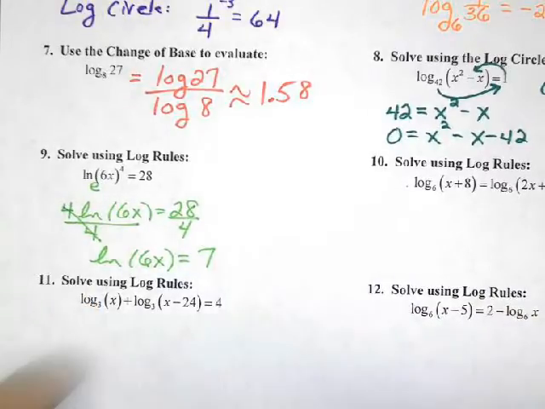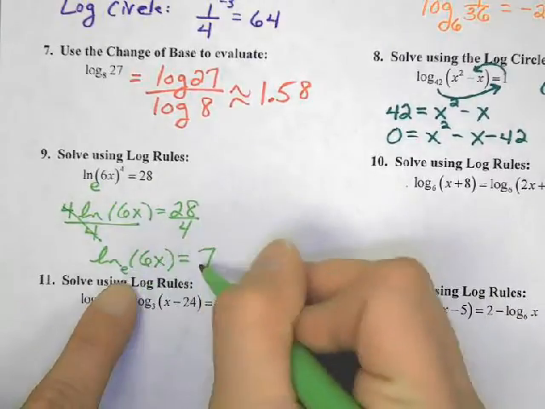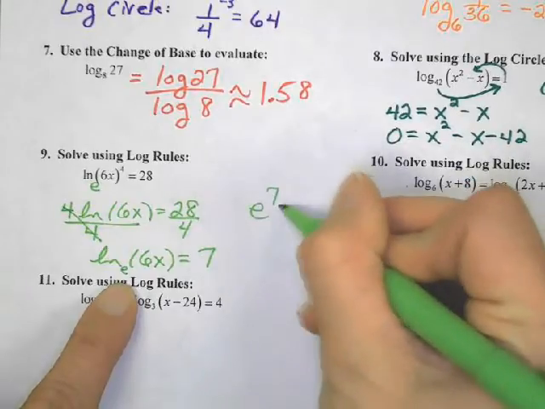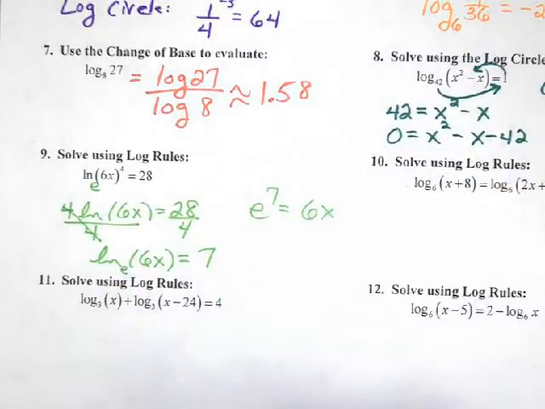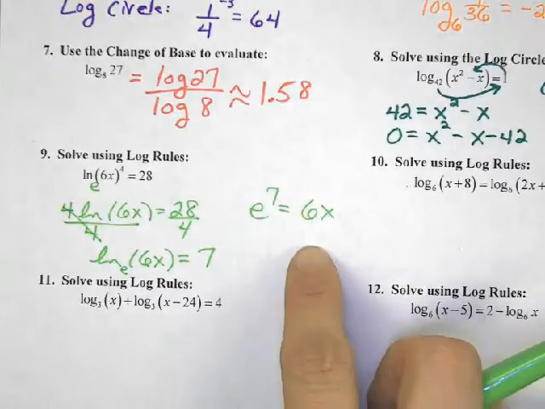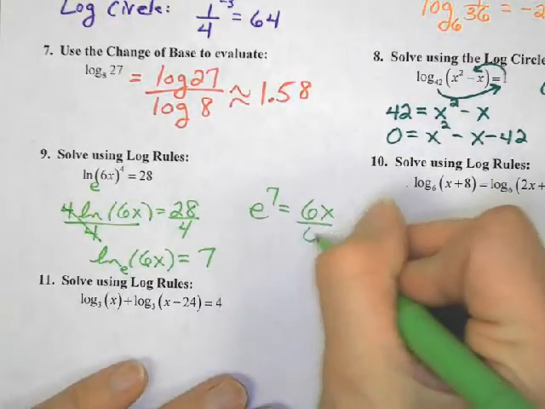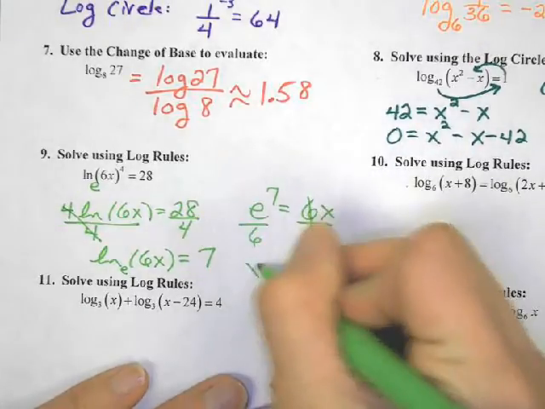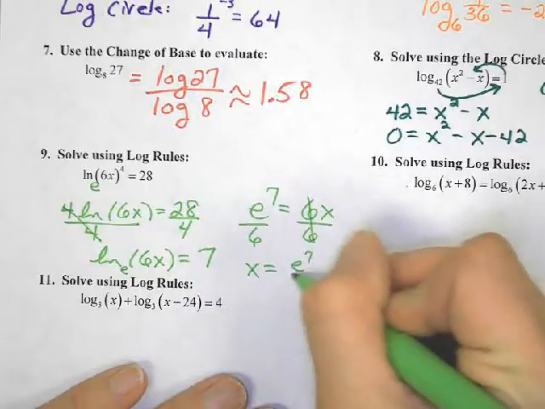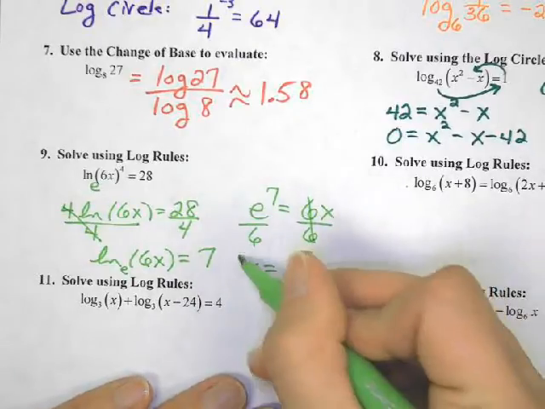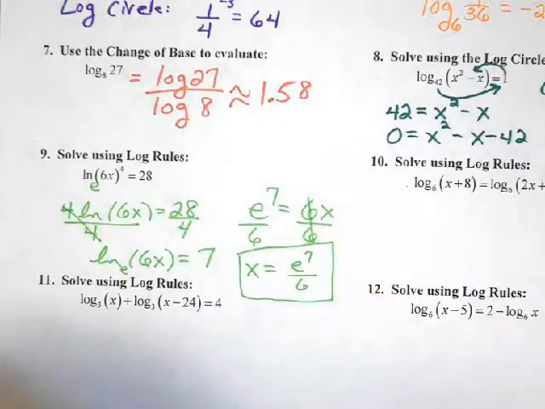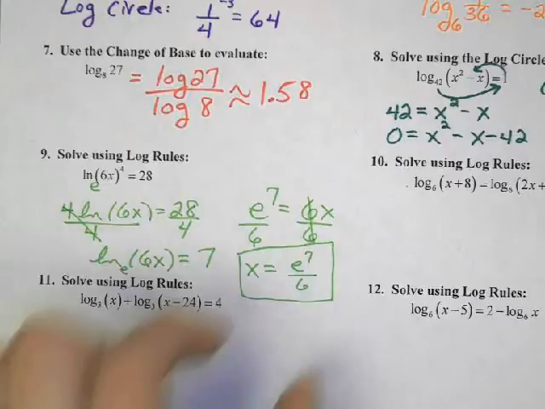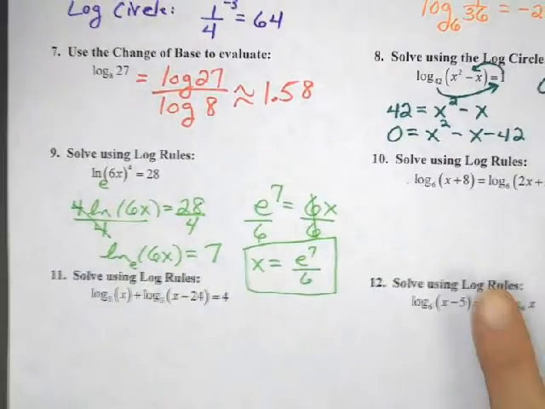And now do the log circle. E to the power of 7 equals 6x. I'm trying to solve for x, so the only thing left to do is divide both sides by 6. So x is e to the 7th divided by 6. We'll just leave it like that. It's exact. If you're curious about the decimals, you could type it in, but that's the perfect answer.